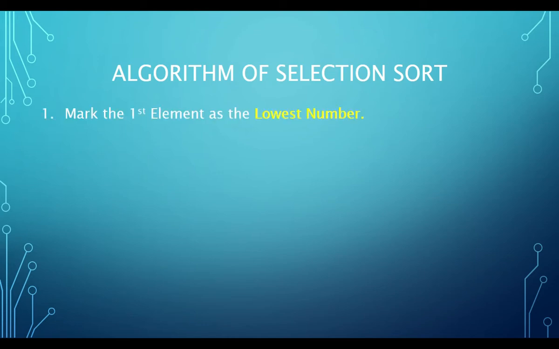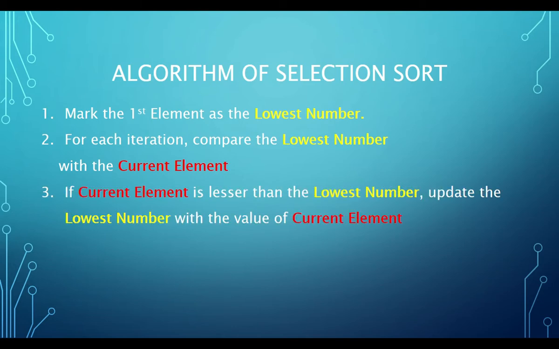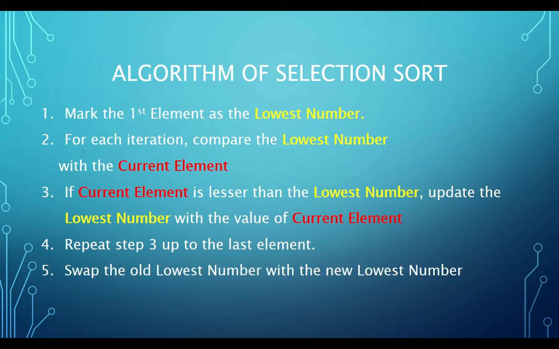The first step is to mark the first element as the lowest number. For each iteration, we compare the lowest number with the value of the current element. If the value of the current element is lesser than the lowest number, we update the lowest number with the value of the current element. We keep on repeating this up to the last element. After reaching the last element, we swap the old lowest number with the new lowest number.